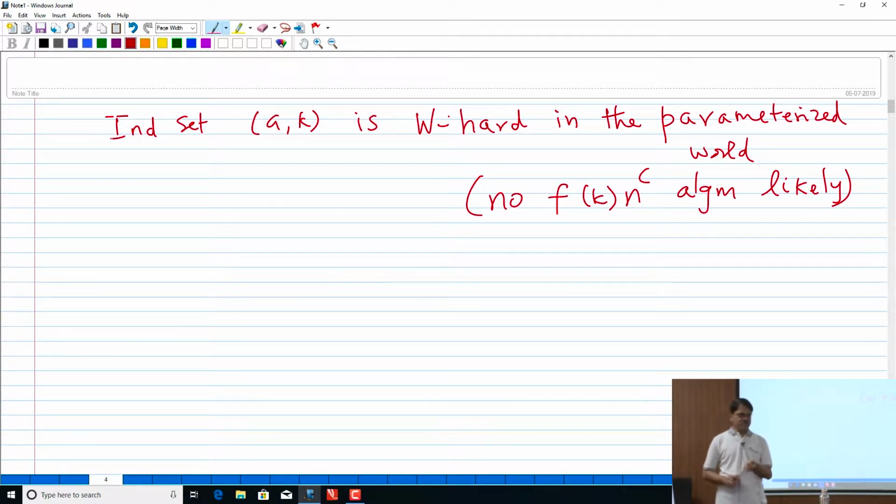And we have a notion of reduction. Again, important, in the reduction you are allowed FPT time, but the key thing is that when you reduce, your new parameter should be a function of only the original parameter. It should not get diluted with the input size. It should not have an n there, because you can't achieve the consequence which we want, that if this is FPT, then that is FPT. Clear?